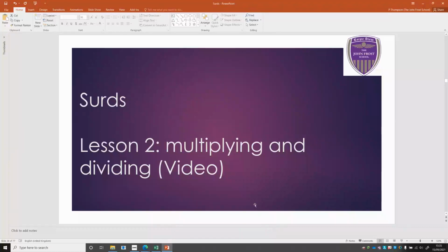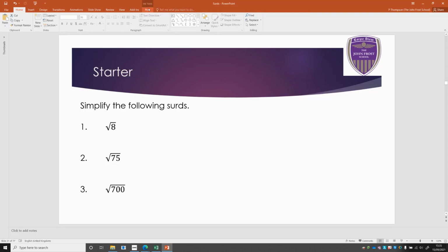Okay, welcome then to this lesson on multiplying and dividing surds. If you haven't watched the previous video on surds, which is called Simplifying Surds, you should do so before you attempt this video. The link will be in the description below, so watch that video first. Okay, here's the starter. So pause the video, have a go, come back when you're ready.